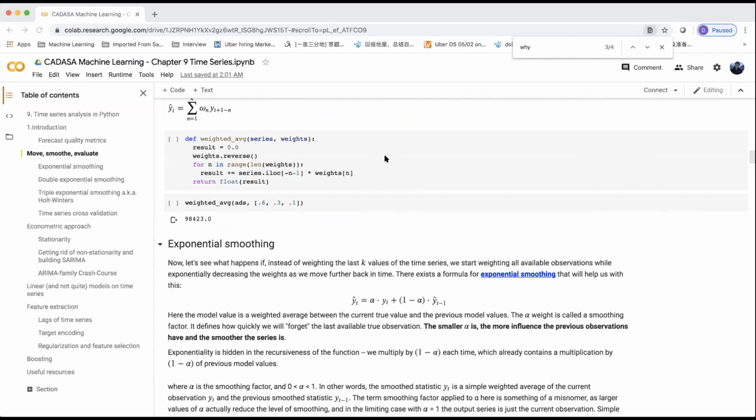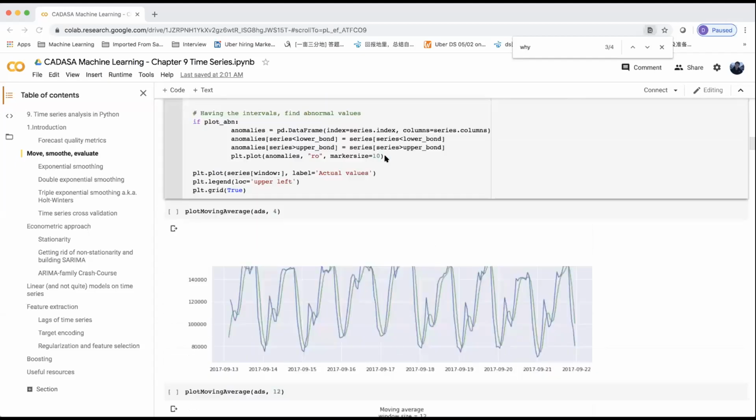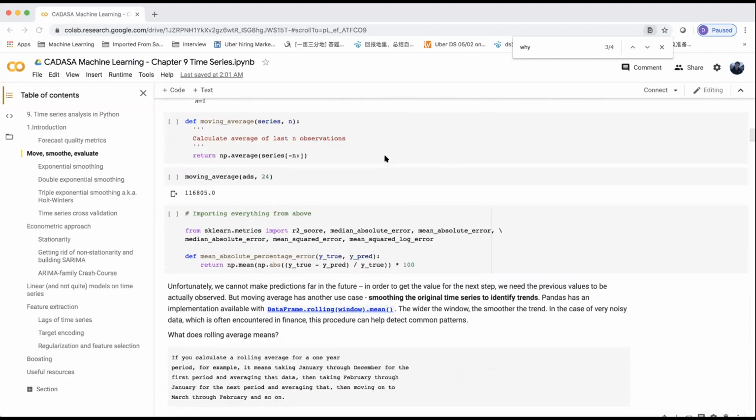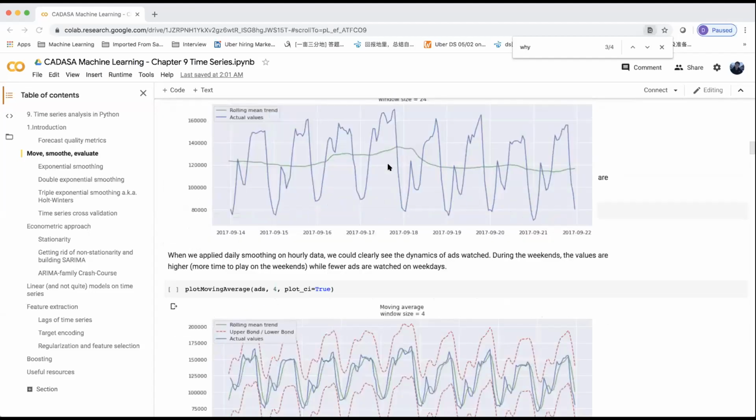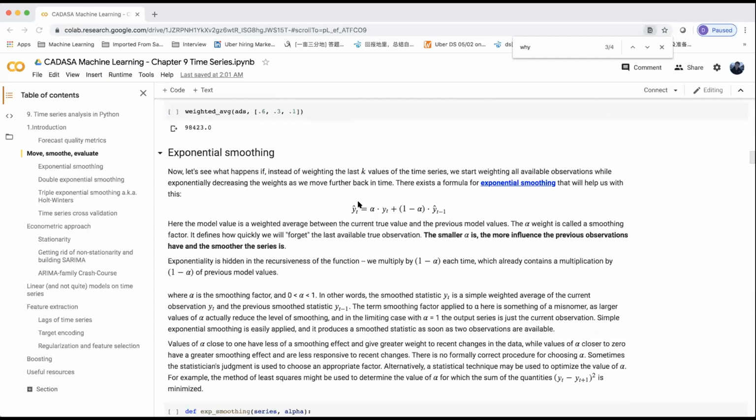So what's the difference between exponential single, double, and triple? For the exponential smoothing here, we basically only try to predict the Y.